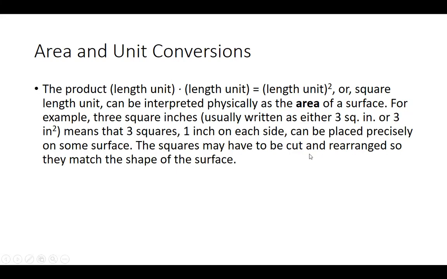So the product length unit times length unit, or length unit squared, or square length unit, can be interpreted physically as the area of a surface. For example, 3 square inches, usually written as either 3 square inches or 3 inches squared, means that 3 squares, 1 inch on each side, can be placed precisely on some surface. The squares may have to be cut and rearranged so they match the shape of the surface.